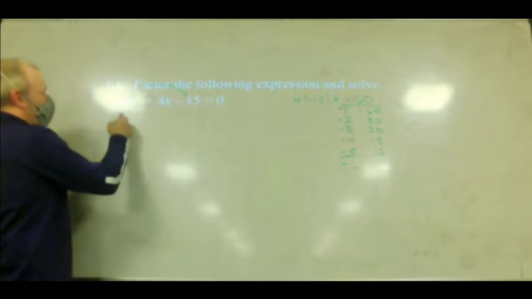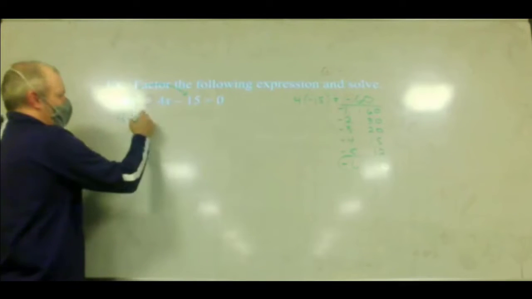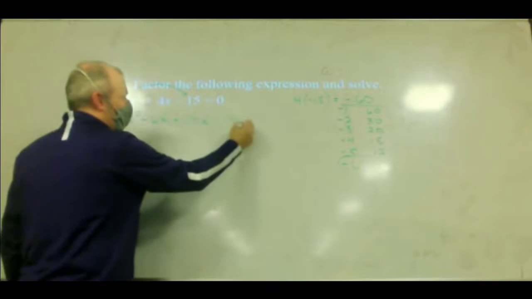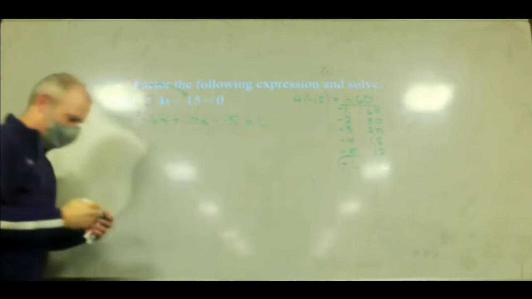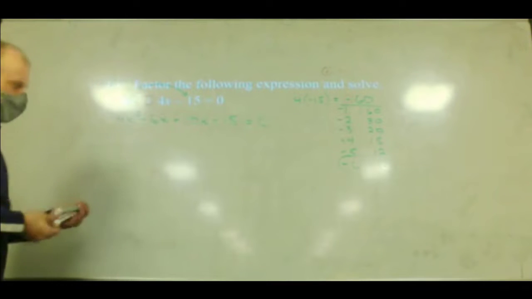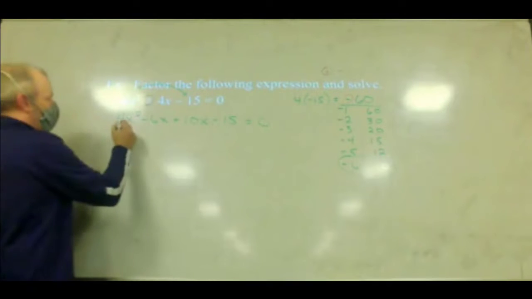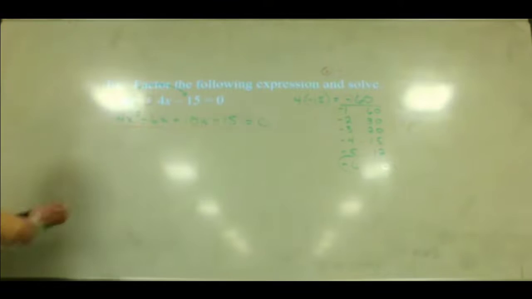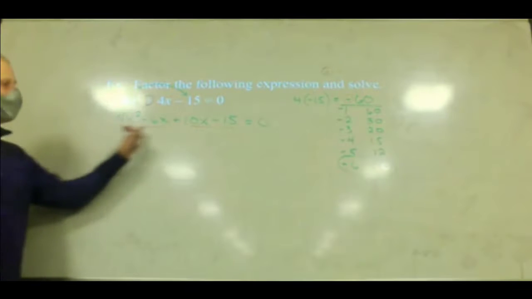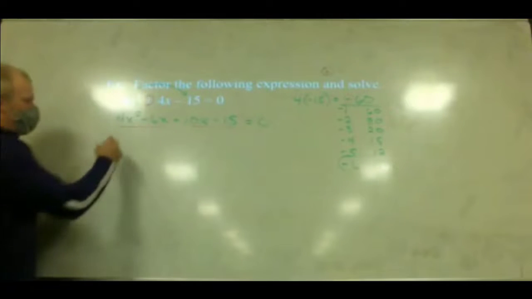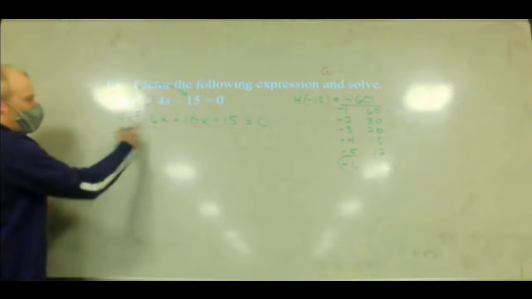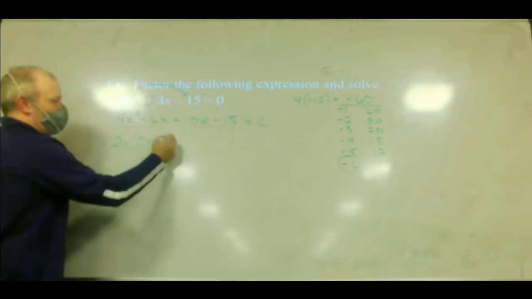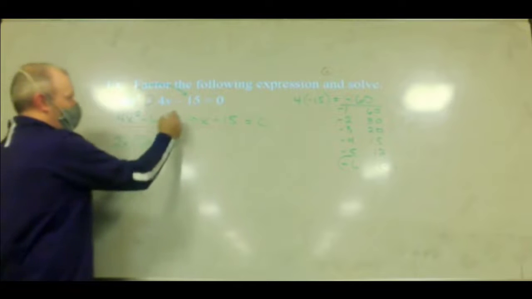So 4x squared minus 6x plus 10x minus 15 equals 0. Keep your equals 0 there. Don't lose it. We factor by grouping just like we have been. All this stuff is going to be the same until the end. So what can we factor out of both of these? 2x. And what's going to be left here? 2x minus 3. Okay, and then we have our plus sign, so plus.